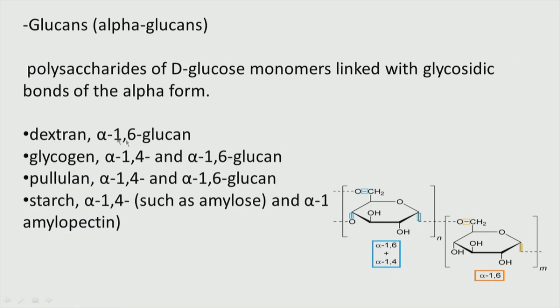Dextran is an alpha 1,6 glucan. Glycogen is an alpha 1,4, 1,6. Pullulan, alpha 1,4 and 1,6. Starch, alpha 1,4. So all these are alphas and they are called glucans, high molecular weight polysaccharides with D-glucose monomers combined in a linear fashion.